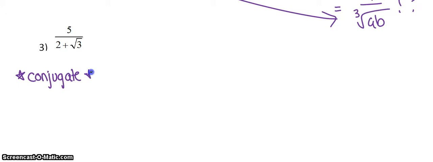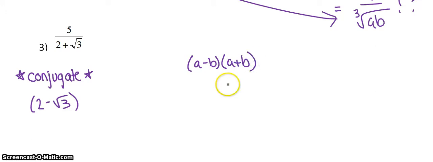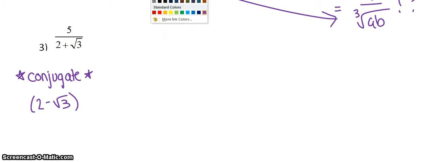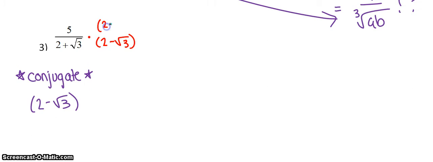And the conjugate is just the binomial, but with the opposite sign. So if this is 2 plus root 3, the conjugate would be 2 minus root 3. The reason that works is kind of like the difference of squares problem. So in difference of squares, you had a minus b times a plus b, and the outers and inners canceled. Well, the same thing will happen here, and let me just write it out so we can actually see what's going on. If we multiply this by 2 minus root 3, and again, whatever you do to the bottom, you have to do to the top, which would be 2 minus root 3.